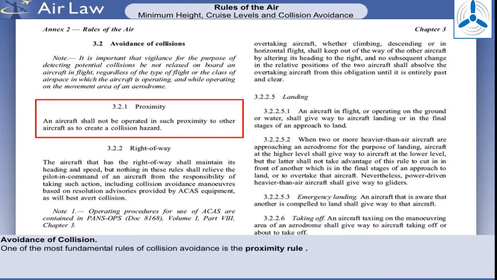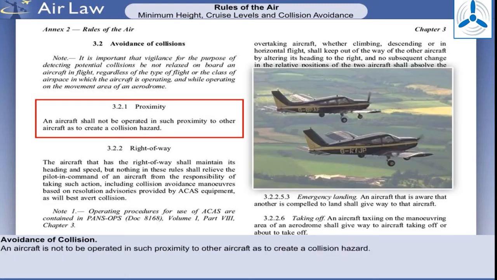One of the most fundamental rules of collision avoidance is the proximity rule. That rule states that an aircraft is not to be operated in such proximity to other aircraft as to create a collision hazard. This, of course, is the reason why aircraft are not to be flown in formation, except by prearrangement between the pilots in command of the aircraft taking part in the flight. If the formation flight is to take place in controlled airspace, the flight must be in accordance with the conditions prescribed by the appropriate air traffic services authorities.